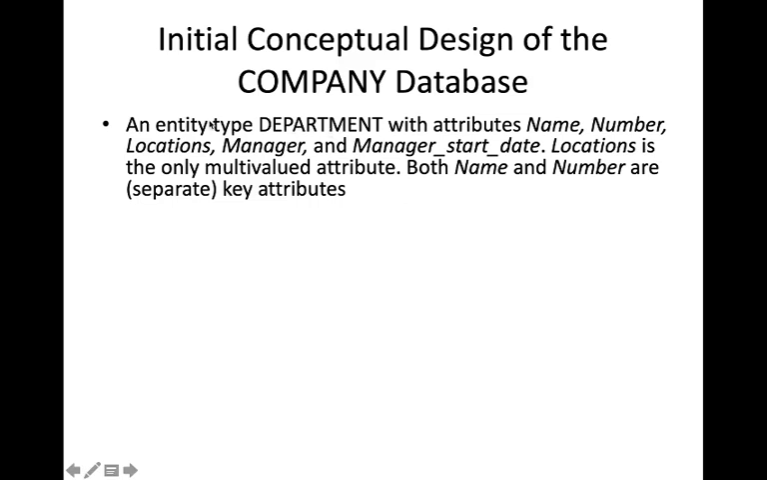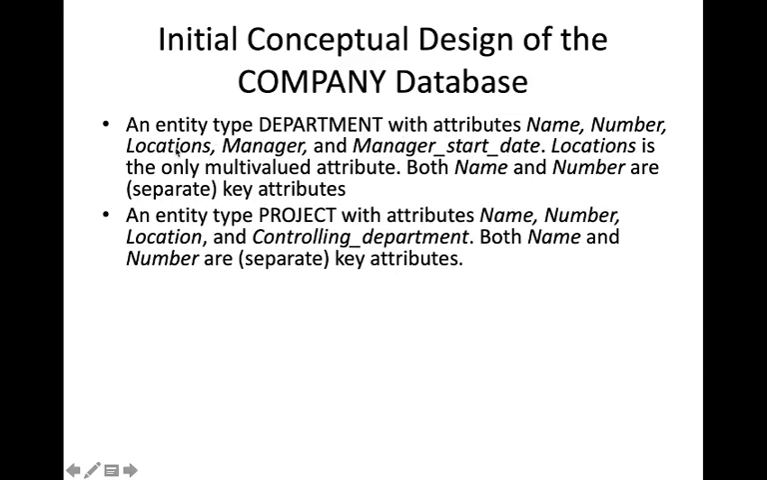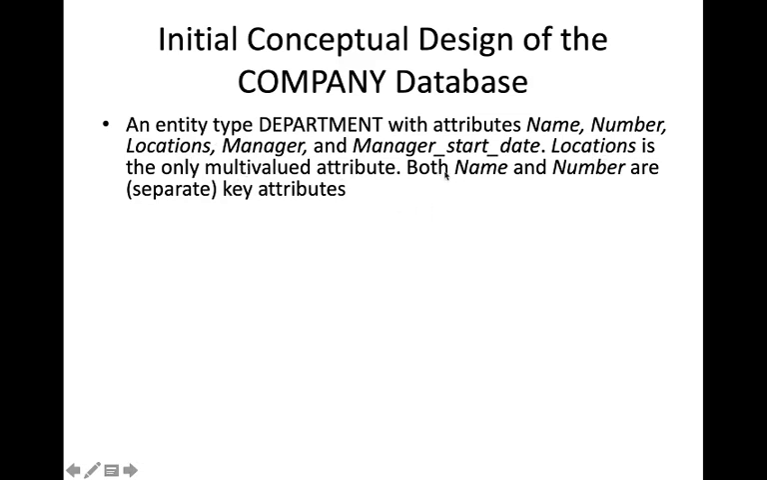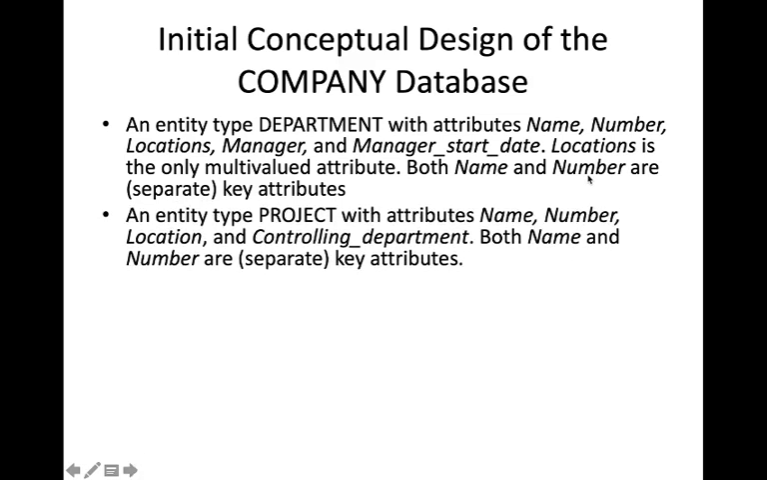We will have an entity type named department whose attributes are name, number, locations, manager, and manager start date. These are the elements that are to be stored for this department. Locations is the only multi-valued attribute here, since the department can be located in several different locations. Both name and number are separate key attributes. We have already mentioned that the name of a department is unique and the number of a department is also unique. So name is a key attribute and number is also a key attribute.